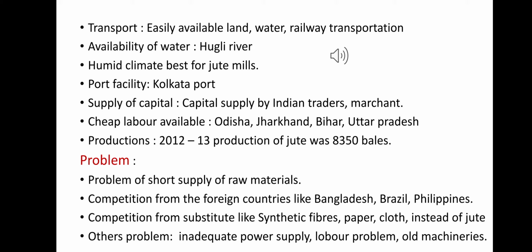Next, what are the problems of this jute textile industry? The main problems are the short supply of raw materials. Okay, there is a shortage of raw materials, and the raw materials are of very low quality. Next, competition from foreign countries like Bangladesh, Brazil and the Philippines, which are very good in jute production. So this is very strong competition for the jute textile industry.